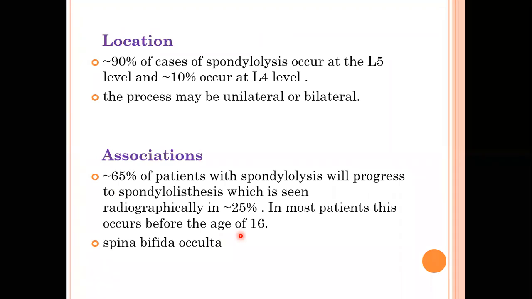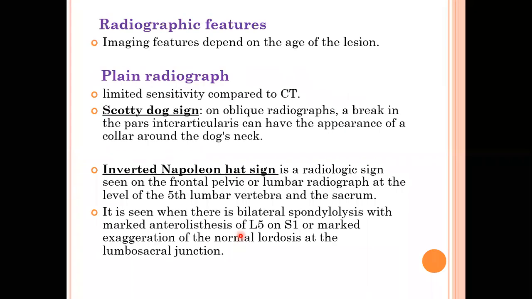Association: about 65% of patients with spondylolysis will progress to spondylolisthesis, which is seen radiographically in only 25%. In most patients, this occurs before the age of 16. Also, it is associated with spina bifida occulta.